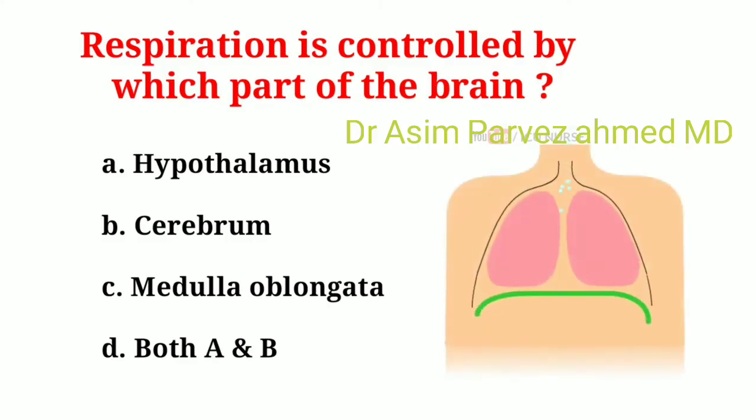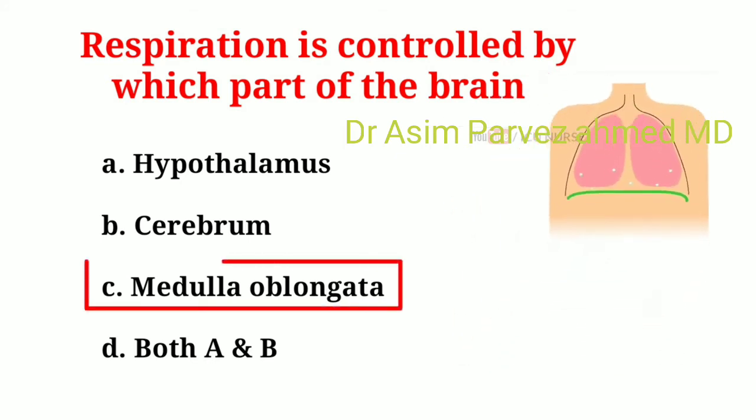Respiration is controlled by which part of the brain? A. Hypothalamus, B. Cerebrum, C. Medulla oblongata, D. Both A and B. And the correct answer is C. Medulla oblongata.